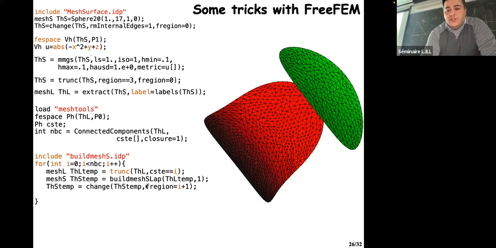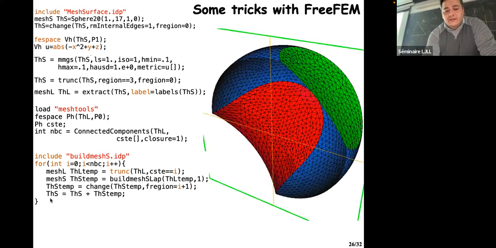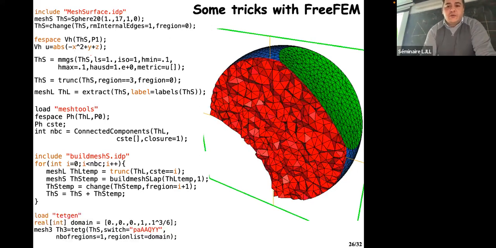And we can also add all the surfaces that we have. Since the vertices are common between all surfaces, they can be added. And finally, we can generate a mesh using tetgen of this domain. So this is what I played with from 1 year ago.